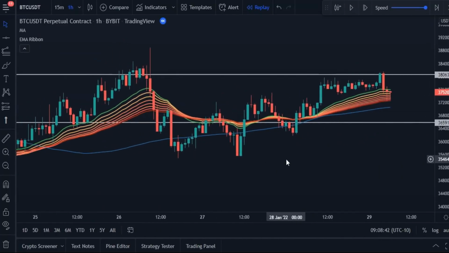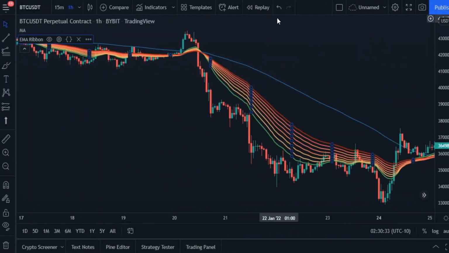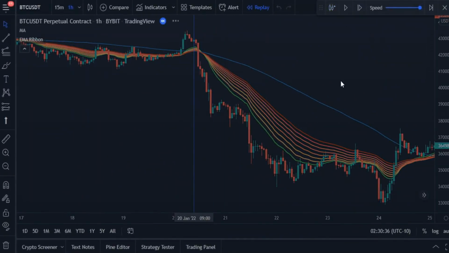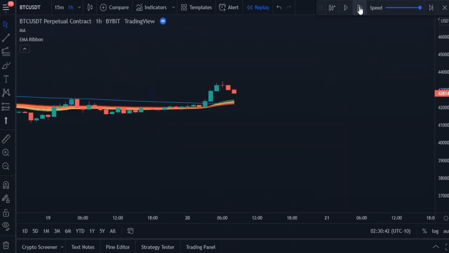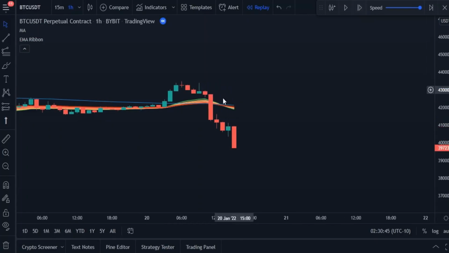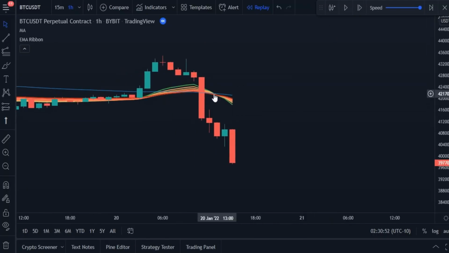But what about the shorts in this strategy? Entering into short positions is the exact opposite of entering into long positions. But let's see this example here. As we can see, here the crossover occurred from top to bottom. But let's replay it again.